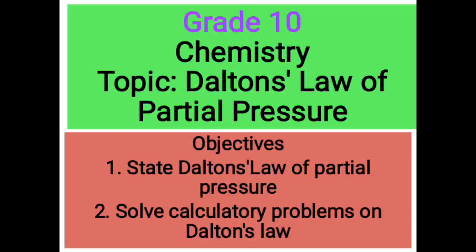Alright. Get your writing materials. Today we're going to look at the topic in chemistry, which is Dalton's law of partial pressure. The last time we met, we discussed the ideal gas law and the general gas law. But today we are going to look at Dalton's law of partial pressure. Under this topic, we have two objectives. One is to be able to state Dalton's law of partial pressure and to solve problems on it. So get your calculator and the writing materials. Let's go.